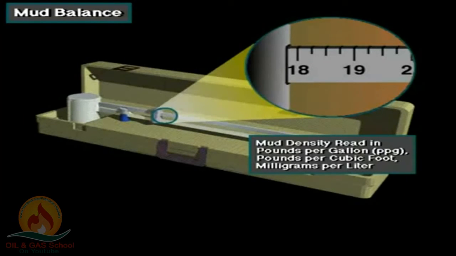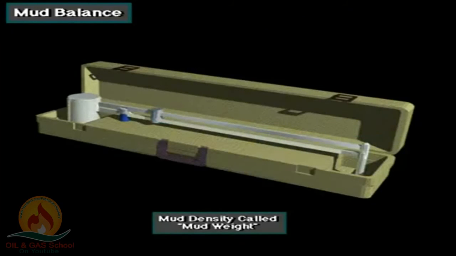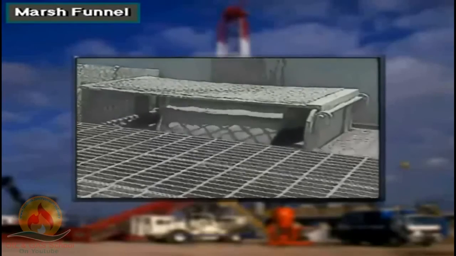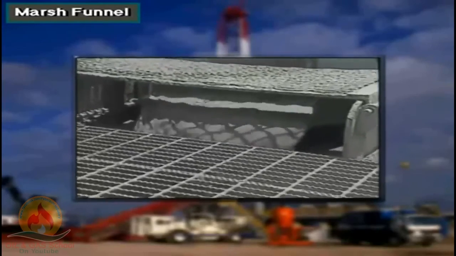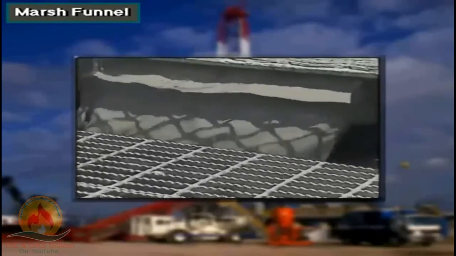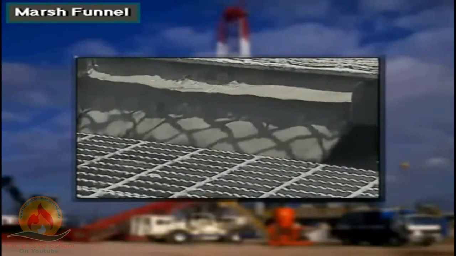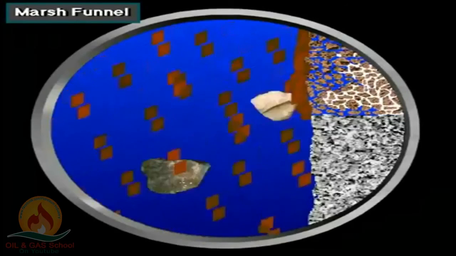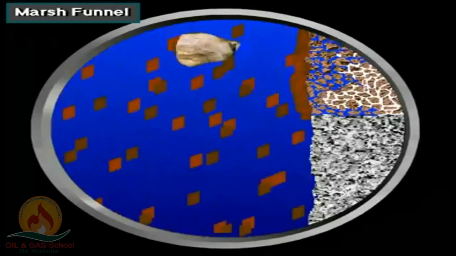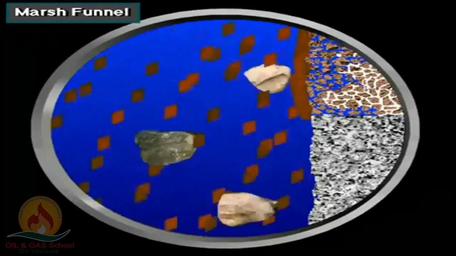In many areas, mud density is read in pounds per gallon, but can also be reported in pounds per cubic foot, milligrams per liter, and other units. Mud density is usually called mud weight by the rig crew. The viscosity of the mud, its thickness or resistance to flow, is also an important factor. The mud's viscosity determines how well it can carry cuttings up the hole.